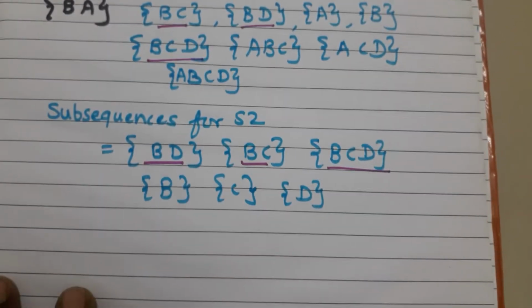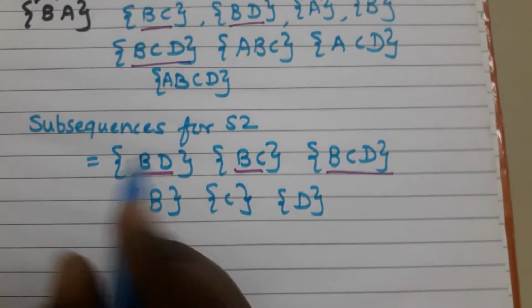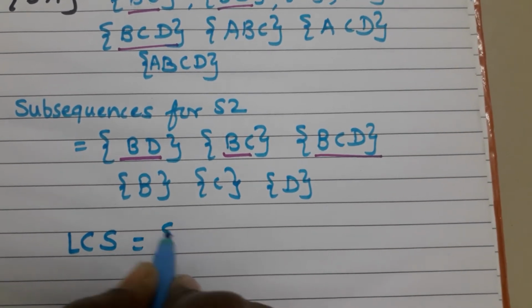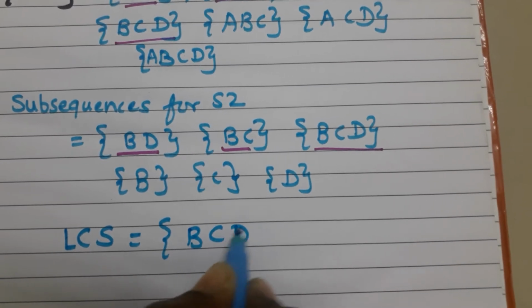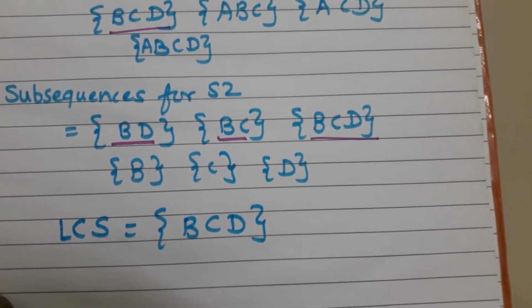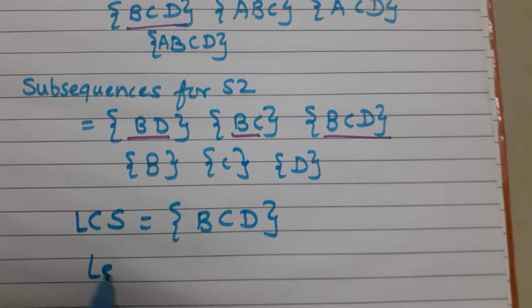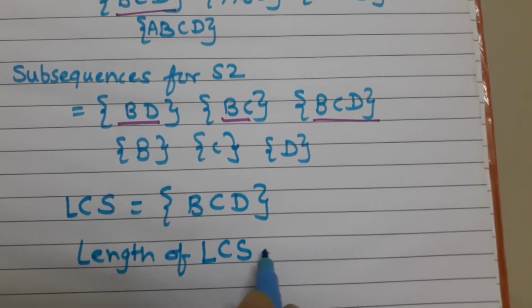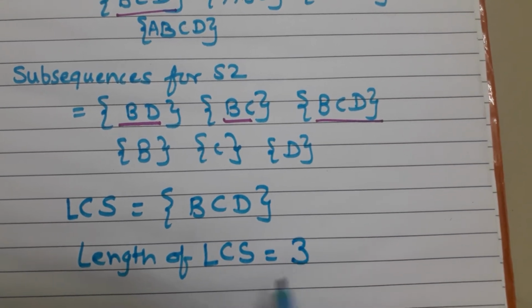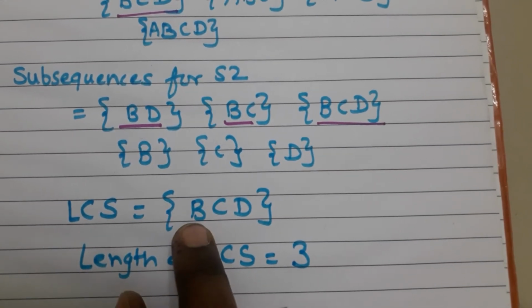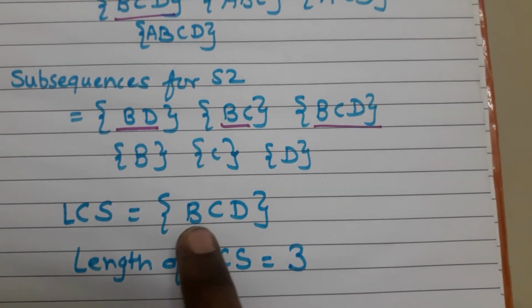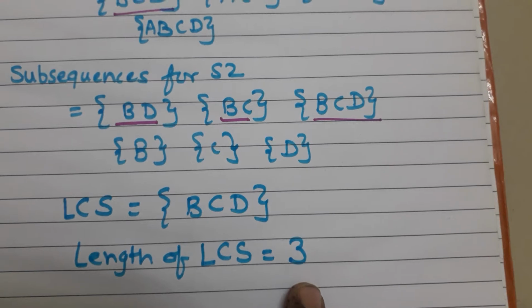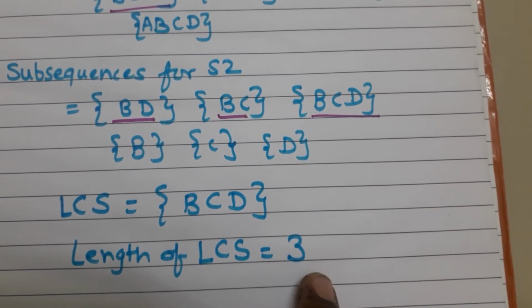So we can write that the longest common subsequence is BCD. This is the longest common subsequence, and the length of the longest common subsequence is 3. Why 3? Because this longest common subsequence consists of 3 characters. Therefore the length of the longest common subsequence is 3.